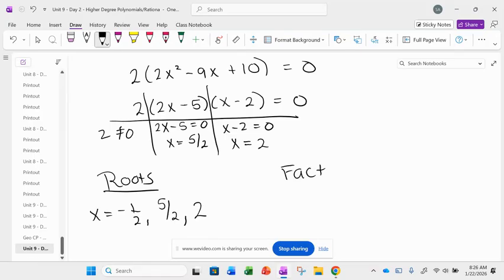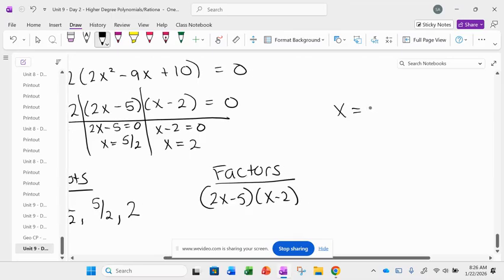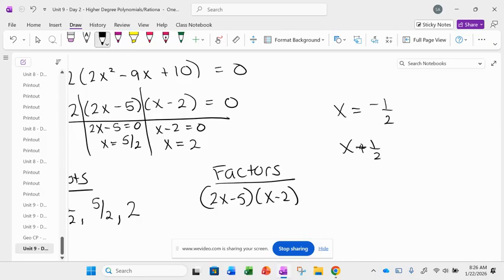And our factors, this one takes a minute. We're going to have the 2x minus 5, and we're going to have the x minus 2 from right above, that we just factored. But be very careful. The other root was x equals negative a half, right? We're not going to just add that over and make this x plus a half. We're not going to do that.